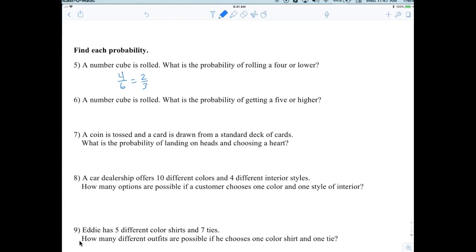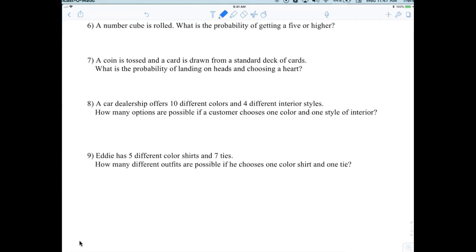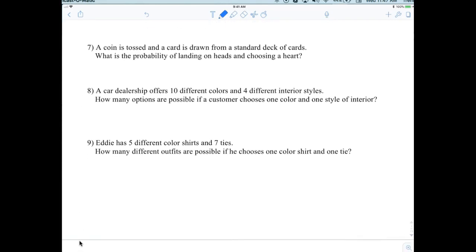All right. Now, let's take a look at number 7. It says a coin is tossed and a card is drawn. So let's have 2 events. What is the probability of landing on heads? Well, 1/2. Perfect. So the first one is going to be 1/2.